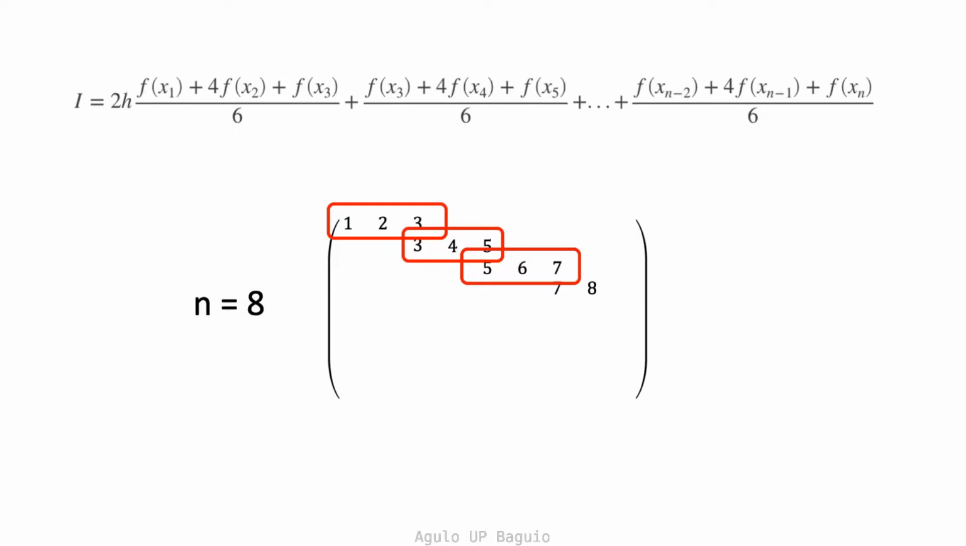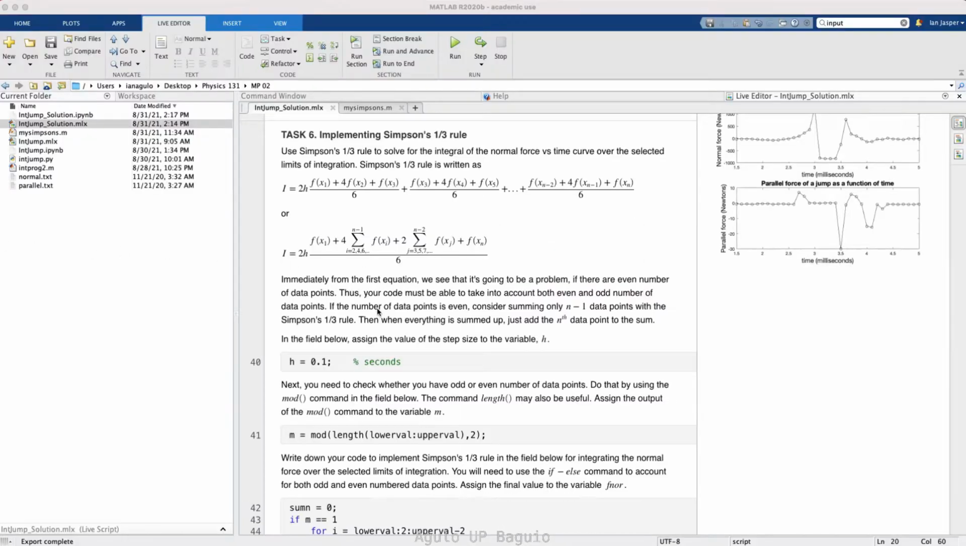One more thing you should factor in is that the step size for the index in the for loop must be 2. As you can see from this example, the index in the first iteration is i equals 1. In the second iteration, it's i equals 3. And in the third iteration, it's i equals 5, and so on. Thus, the step size must be 2 in the for loop. Let's take a look at how this is implemented in MATLAB.